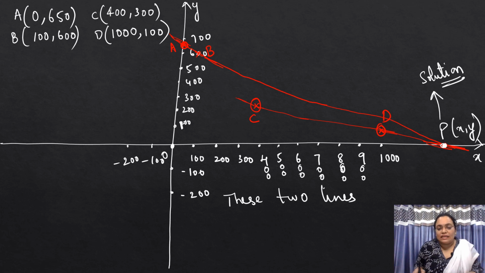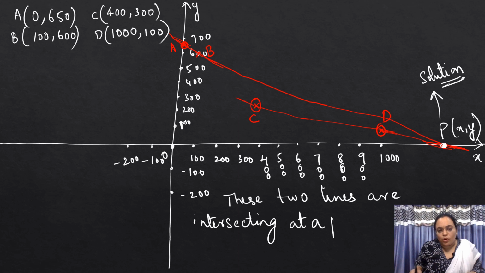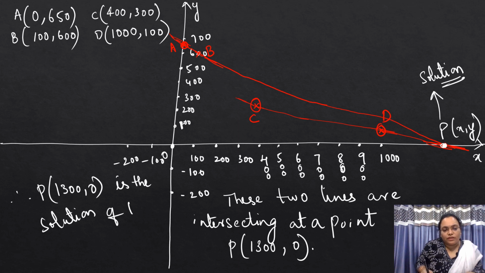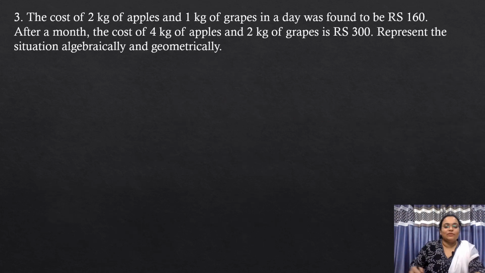Okay. These 2 lines are intersecting at a point P of 1300, 0. P of 1300, 0 is the solution of the given pair of linear equations. So let us solve the next problem.